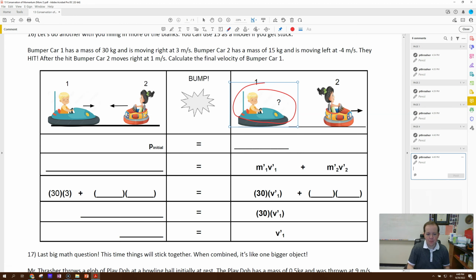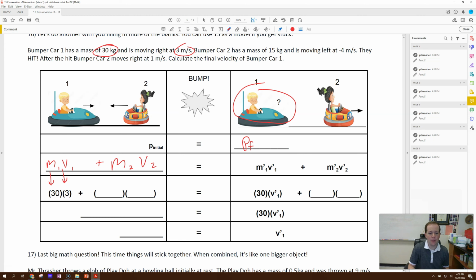What do I know? I know that momentum is conserved, so the initial momentum is equal to the final momentum. So if I can figure out the momentum of the first object, the boy, and I add it to the momentum of the second object, the girl in the bumper car, that must be equal to the boy's momentum after and the girl's momentum after. The boy's momentum, it tells me that the boy's bumper car is 30 kilograms in total, moving to the right. That's where these numbers came from right here.